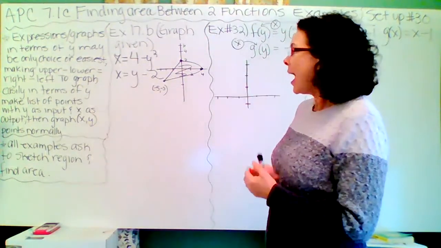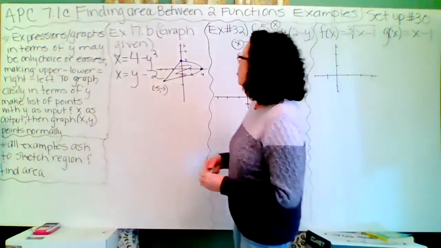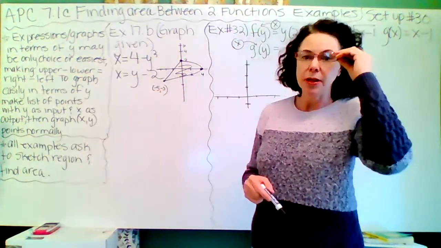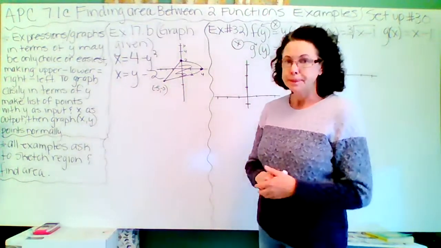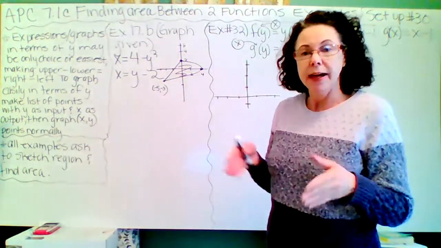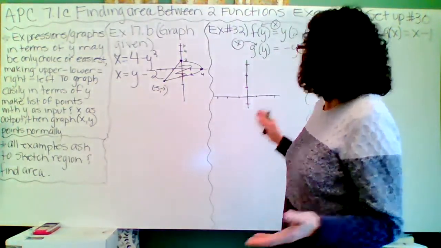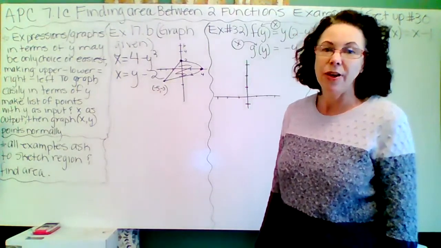So you probably do this a lot easier than me. I have a tough time when I've been given a y to find the x, like to graph it. So I do it in 2 steps. I first make my list of possible y's, and then I make a chart of the x's that go with it, and then I graph those xy points. All examples here ask you to sketch a region and to find the area.